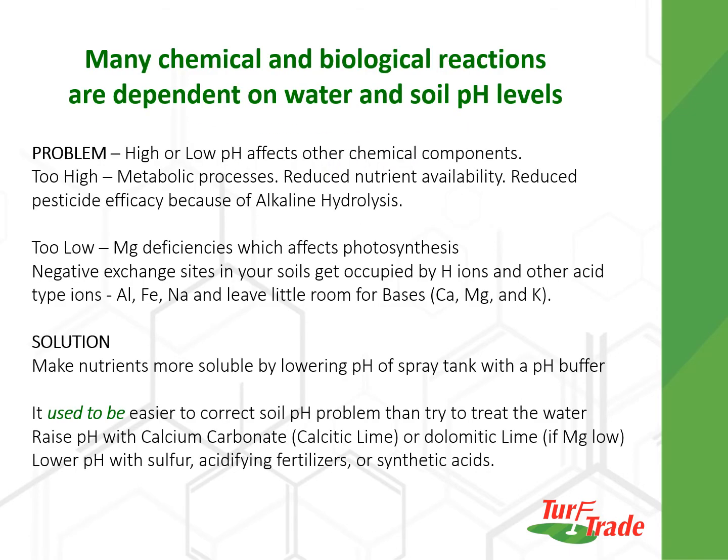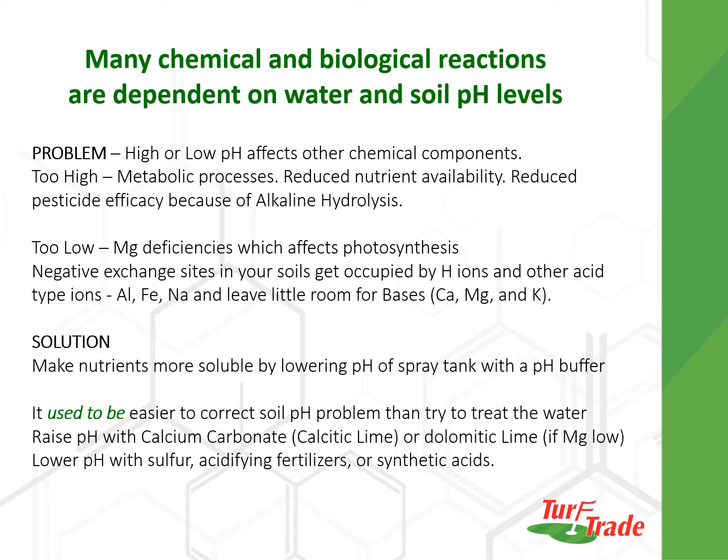Many chemical and biological processes are dependent not only on how much water you have, but also on the pH levels of both your water and your soil. pH problems can occur if pHs are too high or too low. So what happens if you have a pH level that's too high?